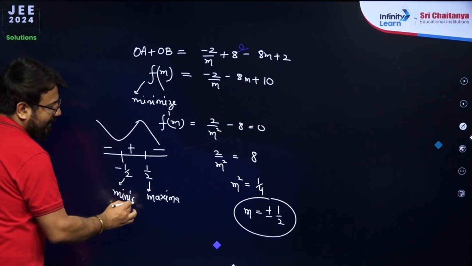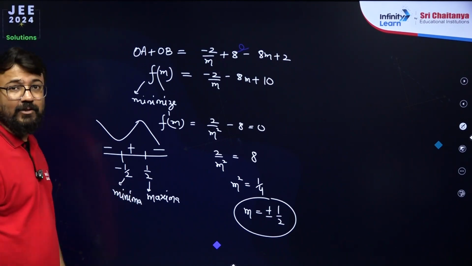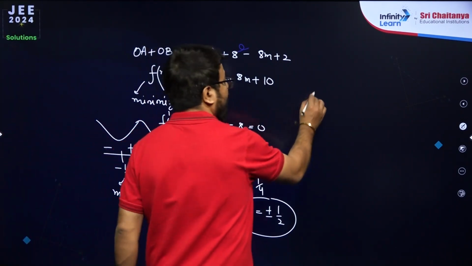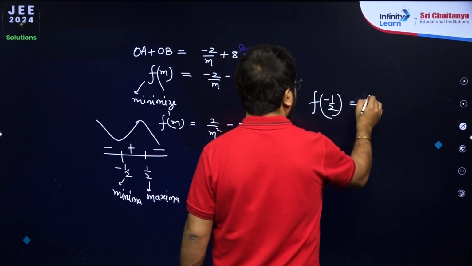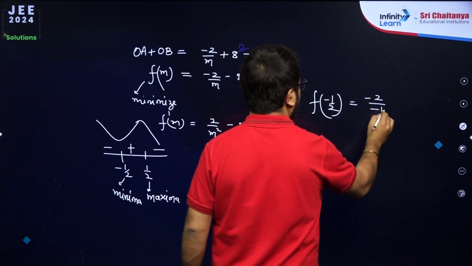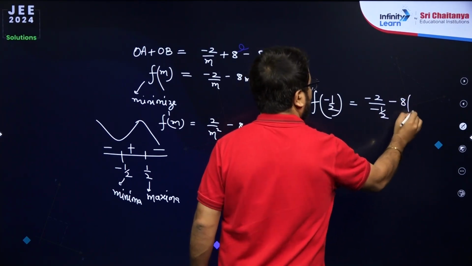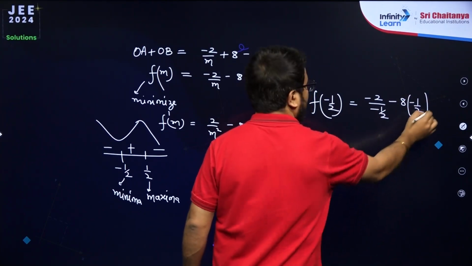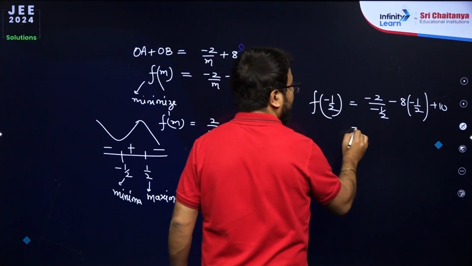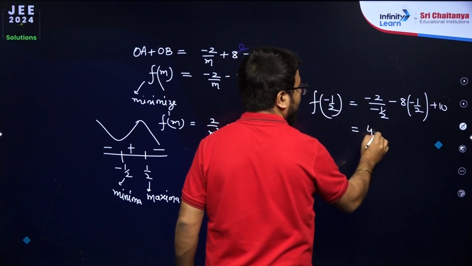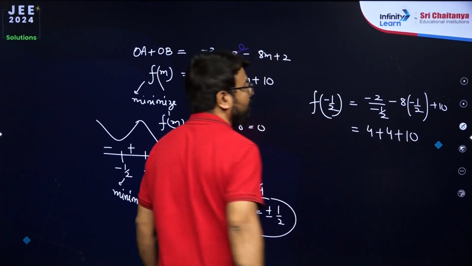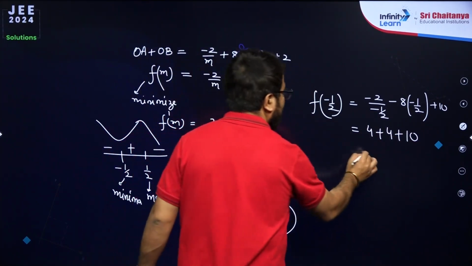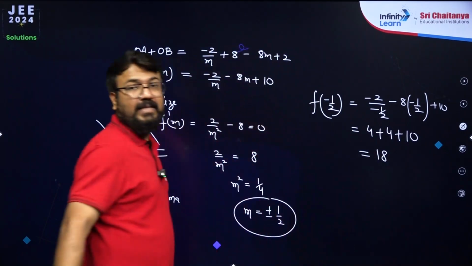So if I want to minimize it, I need to place the value of x as minus half, or m as minus half, in the function f. So that becomes minus 2 over minus half, and then plus 10. Here it will be plus 4, and then plus 10. So ultimately we are getting the result OA plus OB as 18.